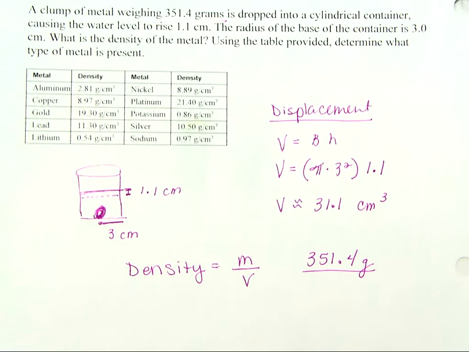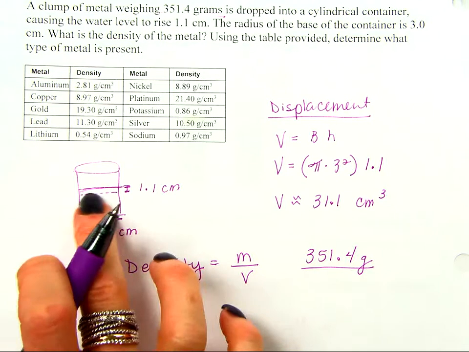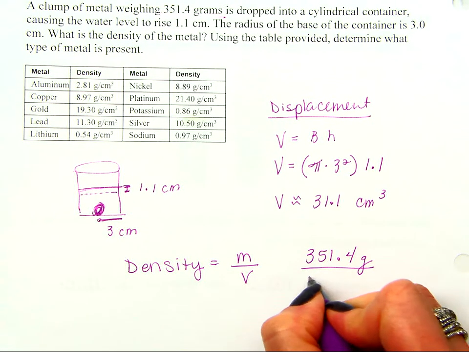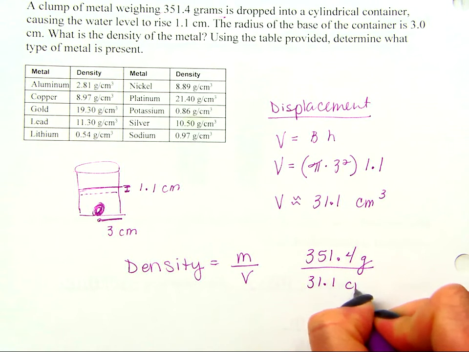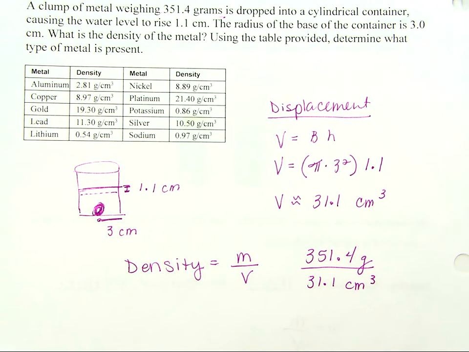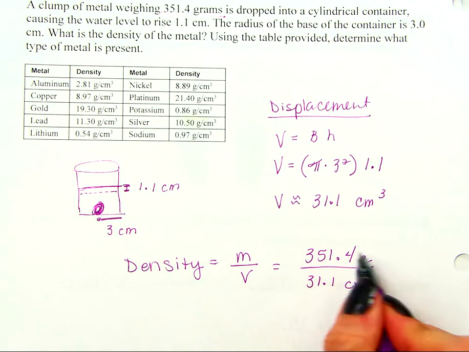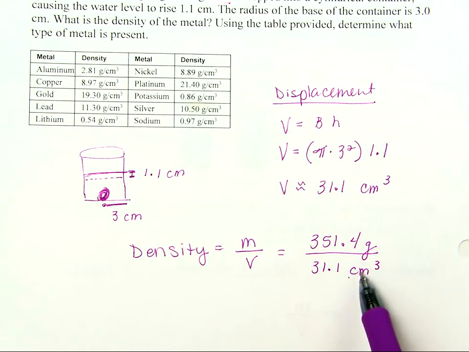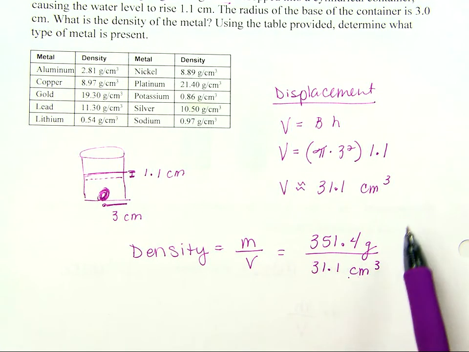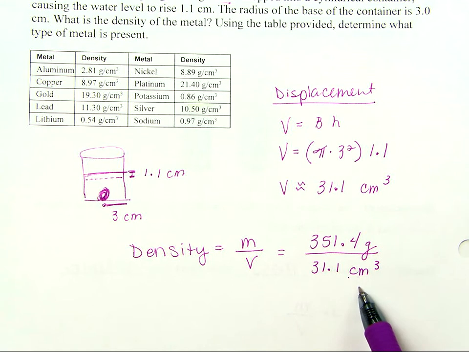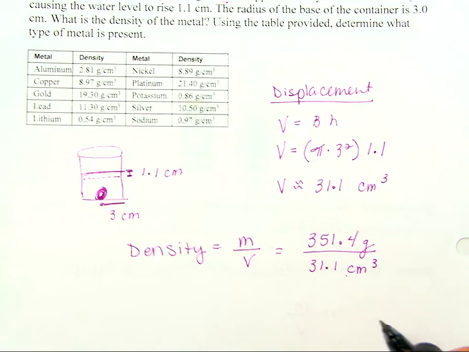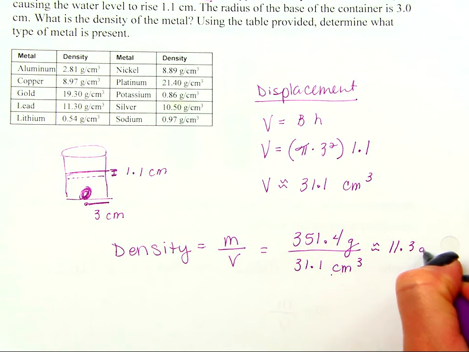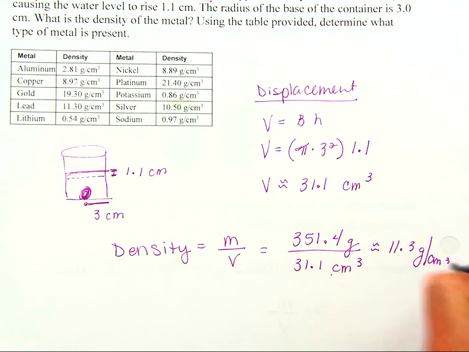If this is the volume of that change in water, it's also the volume of that clump of metal. We can take our 31.1 cubic centimeters and now simply divide. You'll notice when we divide, I do not have the same units here, so I'm going to have grams per cubic centimeter. If you divide those out, you're going to find that you get about 11.3 grams per cubic centimeter.